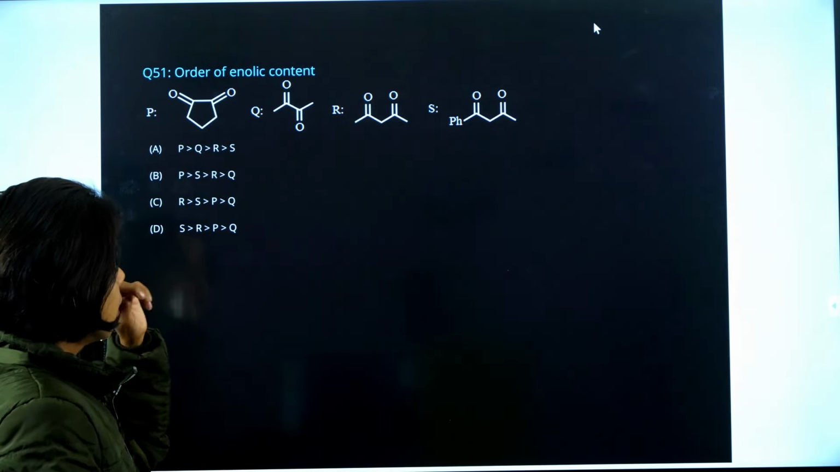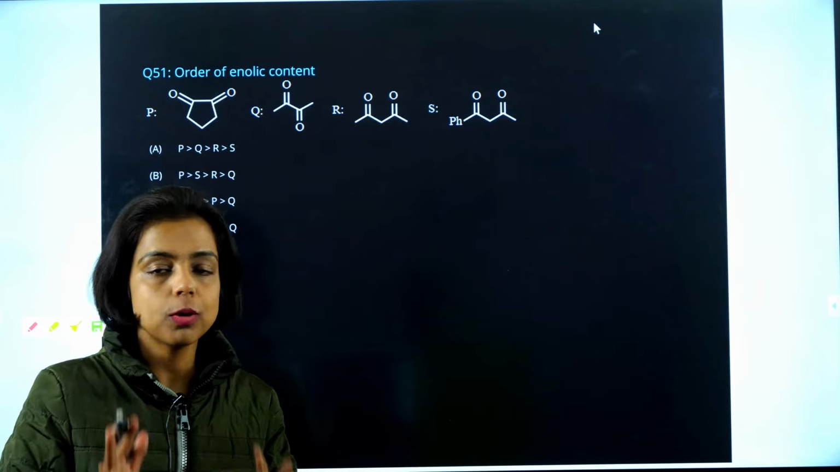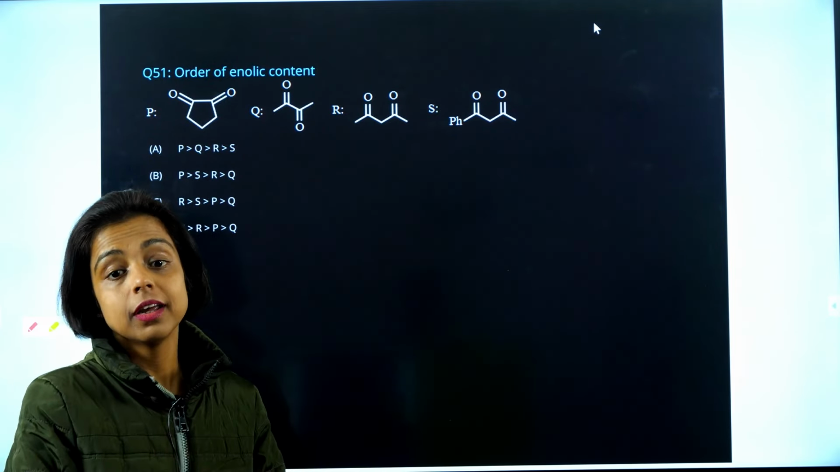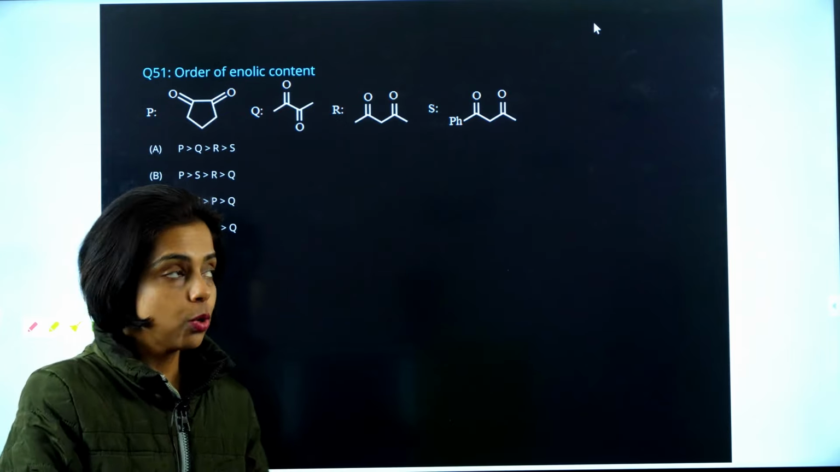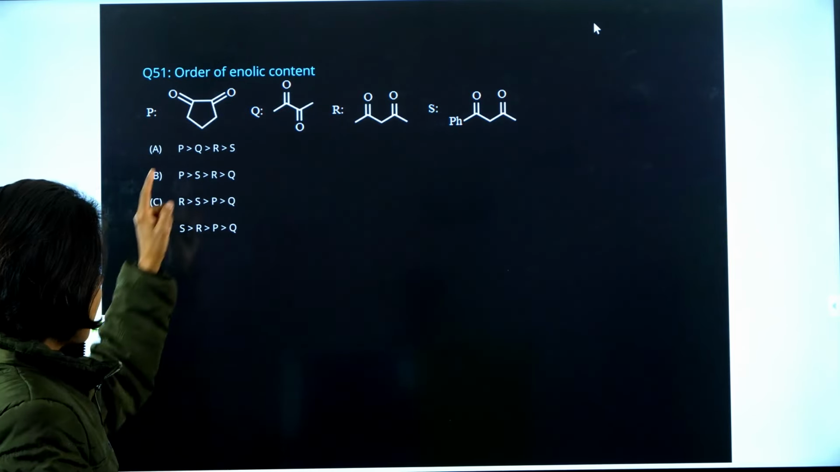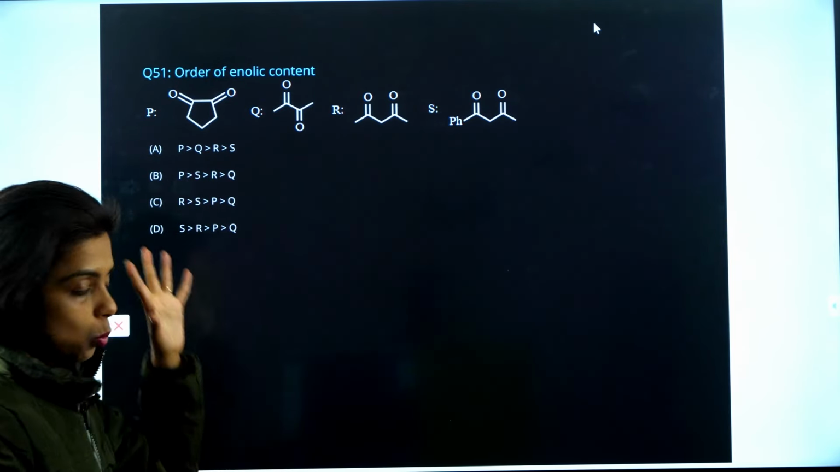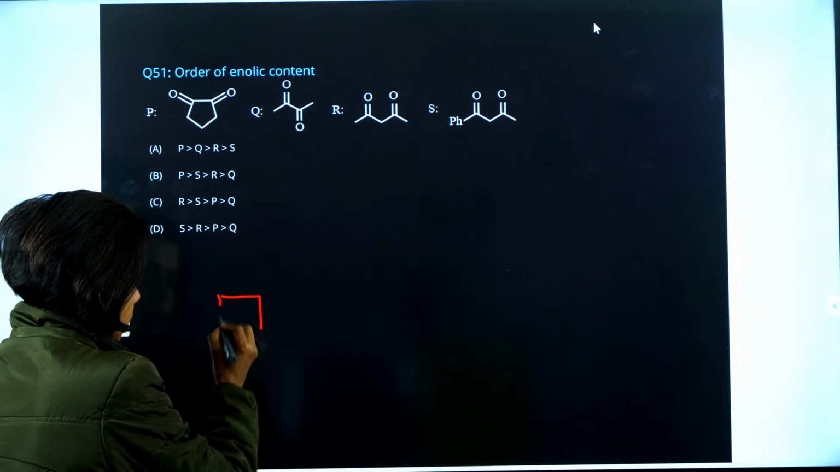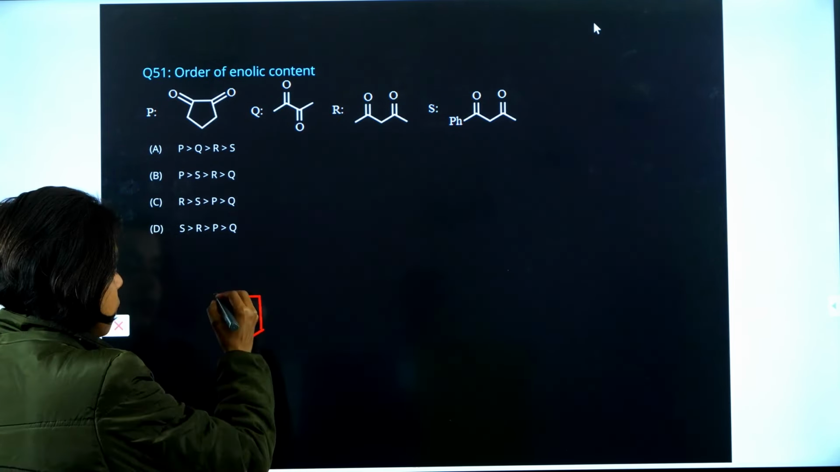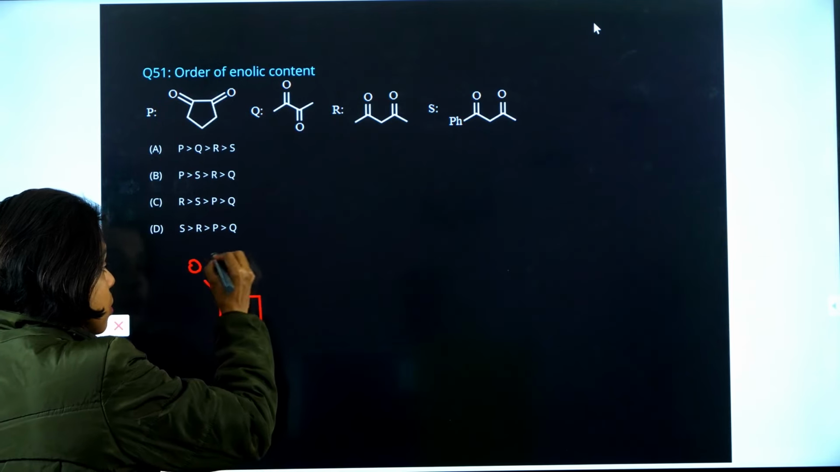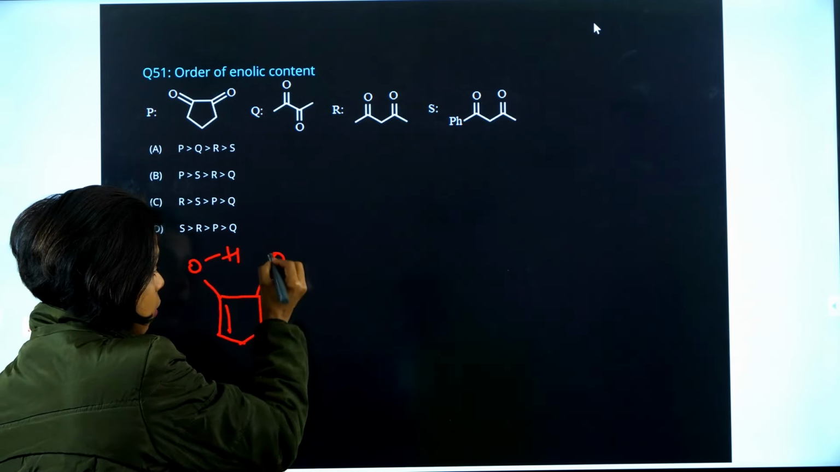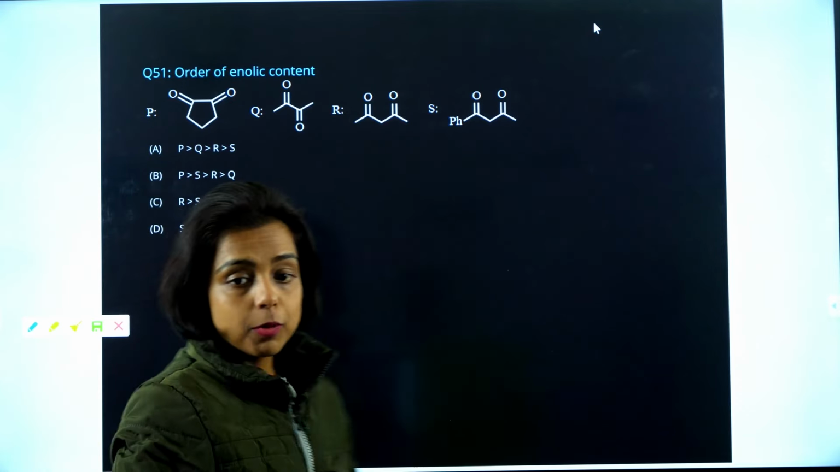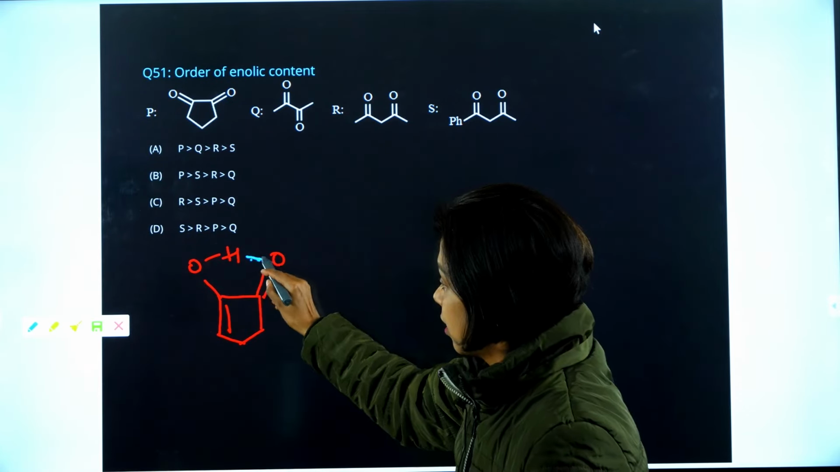So you were given P, Q, R, S, 4 molecules, and you are supposed to arrange them according to their enol content, right? So let's see. So I can see P and Q. So guys, P, the very first molecule, has very nice intramolecular hydrogen bonding because of enol formation. So you can see here, right? There is an intramolecular hydrogen bonding here, dot dot, right?